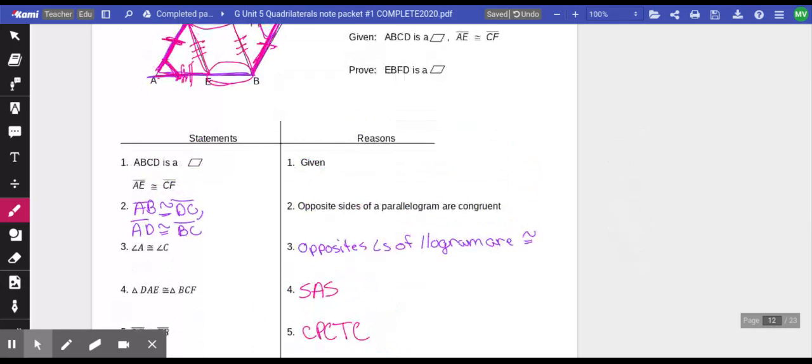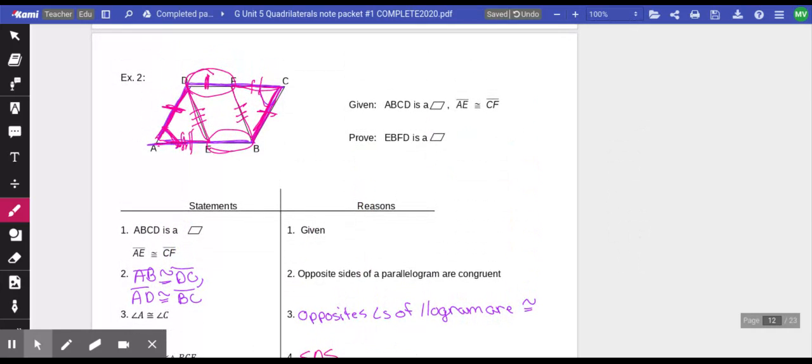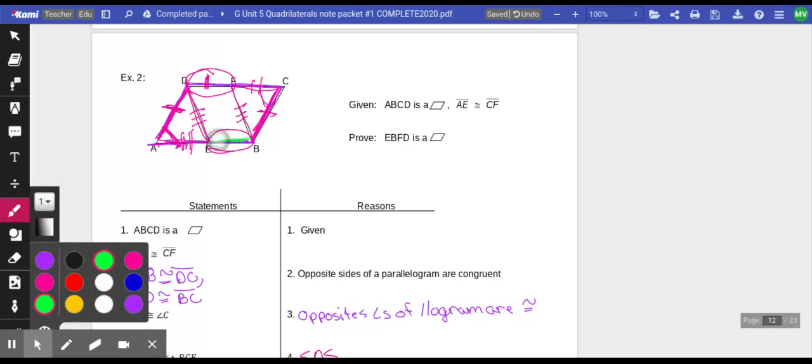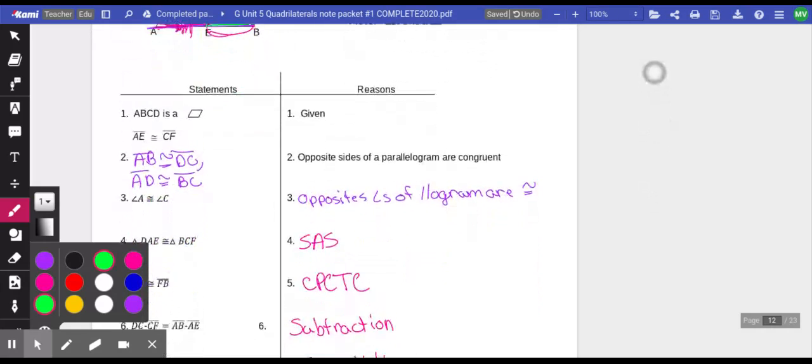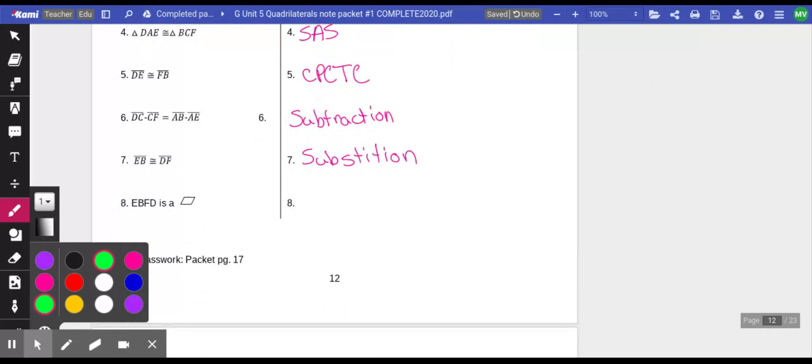And then if we look at this shape here in the middle, we know that EB is congruent to DF. We know that DE is congruent to FB. Therefore, we know that's a parallelogram because opposite sides are congruent. Therefore, it's a parallelogram.